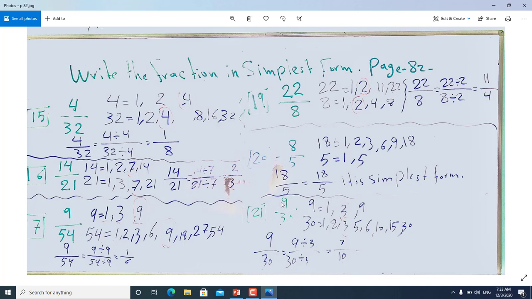From number 21, we have 9 over 30. Let's write all the factors for 9. They are 1, 3, 9. And from 30, 1 times 30 and 2 times 15, 3 times 10, 5 times 6. Which one is the greatest common factor between them? 3 is the greatest common factor between them. So for this fraction, the numerator and denominator will be divided by the same number, the greatest common factor, 3. 9 divided by 3 is 3, and 30 divided by 3 is 10. It is 3 over 10, the simplest fraction for 9 over 30.